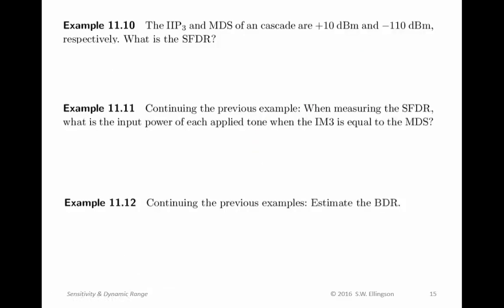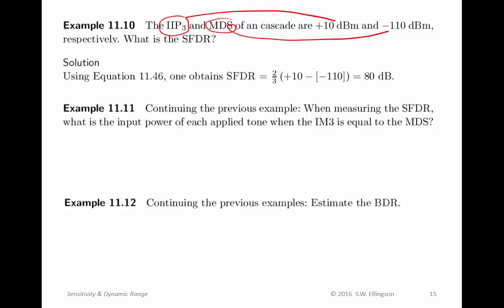So here are three quick problems, three quick examples, which show you how we use these kinds of relationships. In the first example, we were told that the input IP3 is plus 10 dBm, and the MDS is minus 110 dBm. Now, what's the spurious-free dynamic range? Well, we just apply the equation. It's 2/3 of plus 10 minus minus 110, which is 80 dB. So in this case, we'd say the two-tone spurious-free dynamic range is 80 dB.